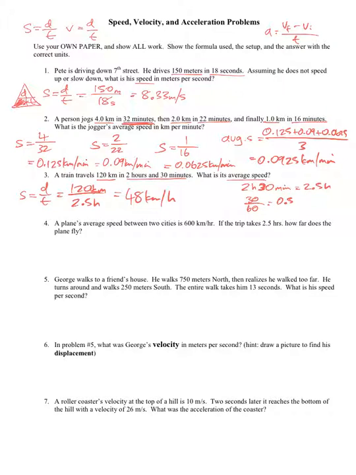A plane's average speed between 2 cities is 600 kilometers an hour. We know the speed. If the trip takes 2.5 hours, how far does the plane fly? So we've got the triangle, and this time we're asked for how far does the plane fly, so we're looking for the distance. So distance is going to be s times by t. The speed was 600 kilometers an hour, times by the time, which was 2.5 hours. That comes to 600 times by 2.5, 1,500 kilometers.